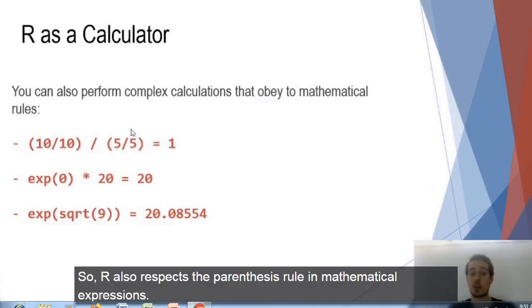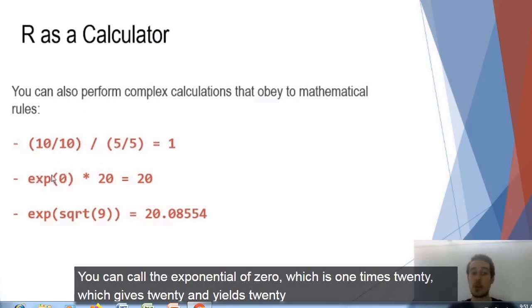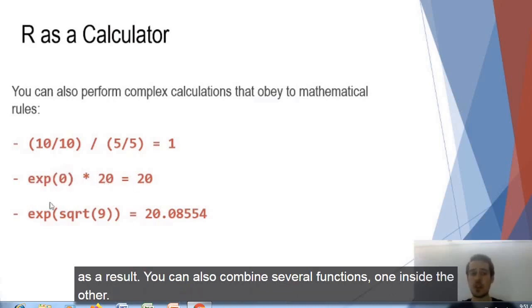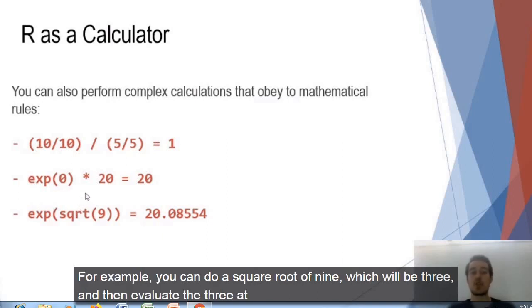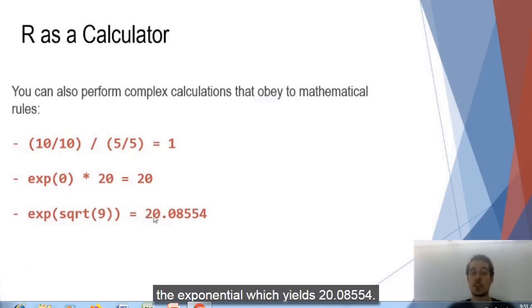So R also respects the parentheses rule in mathematical expressions. You can call the exponential of 0, which is 1, times 20, which yields 20 as a result. You can also combine several functions one inside the other. For example, you can do the square root of 9, which will be 3, and then evaluate the exponential of 3, which yields 20.08554. So here we are doing a kind of composite function, okay?